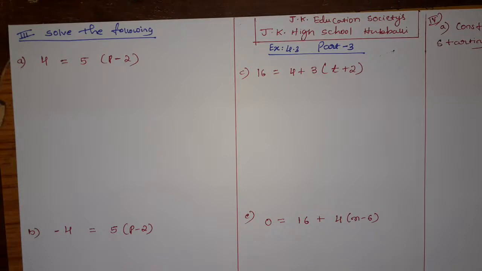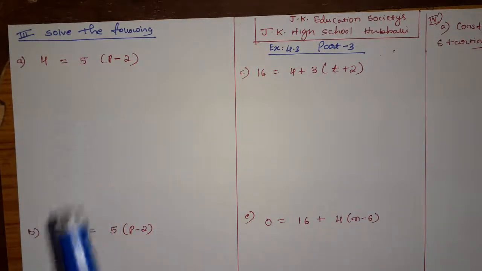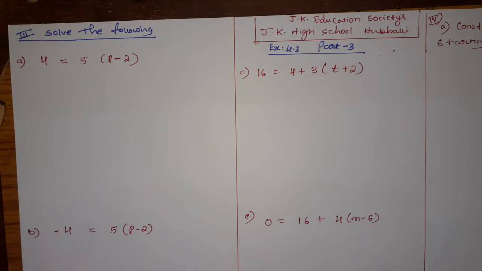Today I am going to discuss exercise 4.3, third main. This is the third part of exercise 4.3. So I am going to start the third main. The heading of the third main is: solve the following. A total of 5 equations are given: A, B, C, D, E. I gave D as homework, and I will solve 4 equations for you.